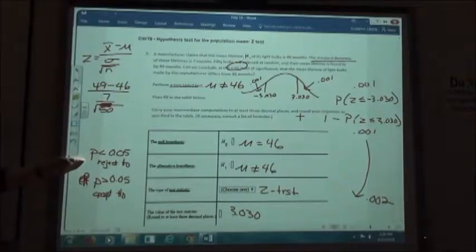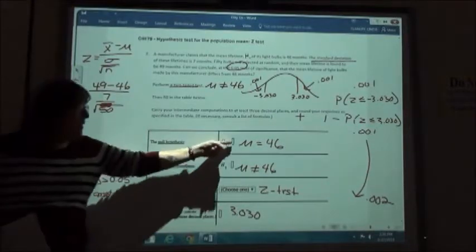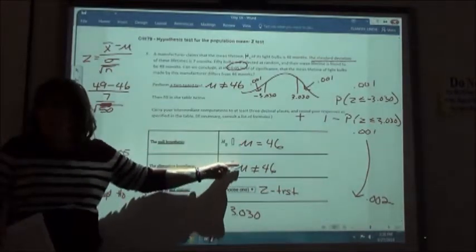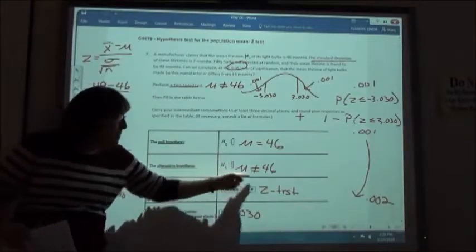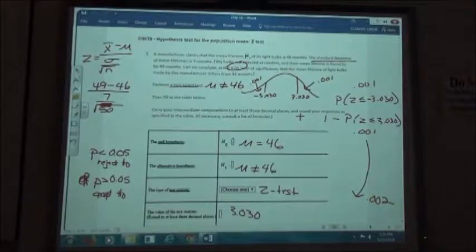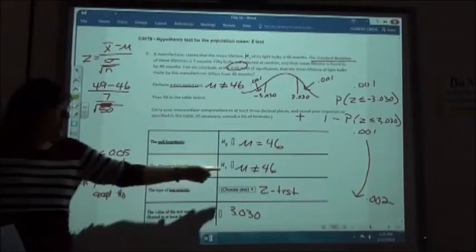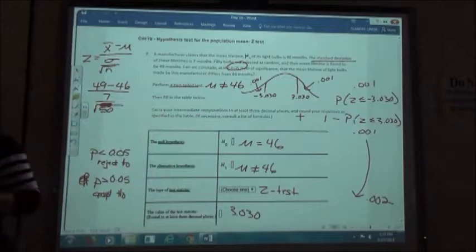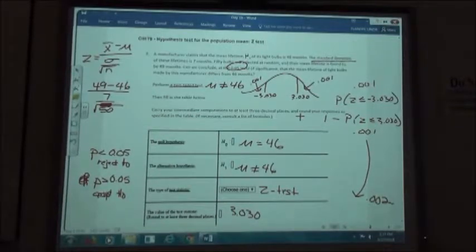So I'm going to reject my null, which means if I don't accept this, I'm going to accept the other one. The mean is not equal to 46 then, right? So it says, can we conclude that the mean lifetime of light bulbs made differs from 46? Yes, we can, because we have to accept the alternate hypothesis. We're rejecting the null. So yes, it does differ.